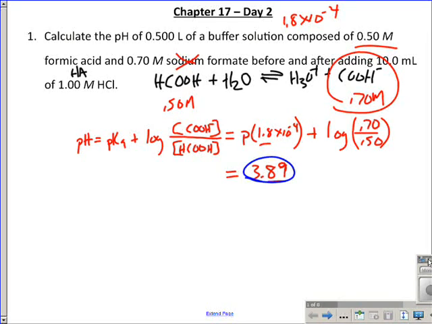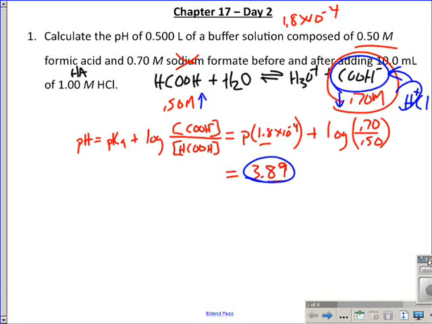Now the thing is, when I add 10 milliliters of HCl, what's going to end up happening is I'm going to end up partially neutralizing this substance because this is a weak base, and when I add HCl, the HCl is going to give me H+, which will react with that, forming my weak acid. So I know this concentration is going to go down, and I know this concentration is going to go up because every particle of my substance, COOH minus, that disappears is going to become HCOOH.